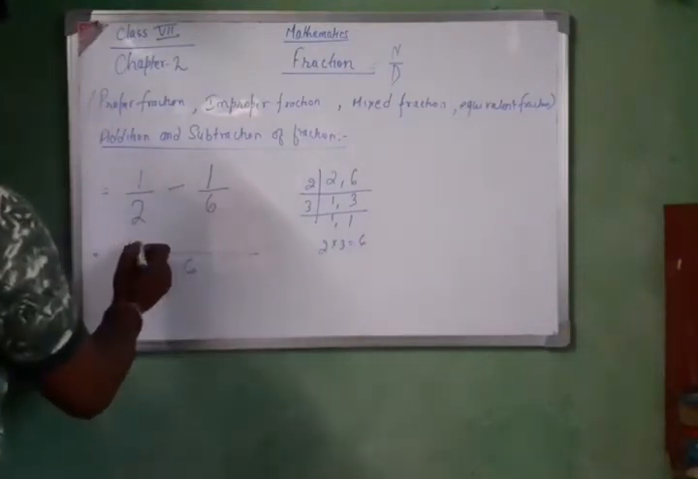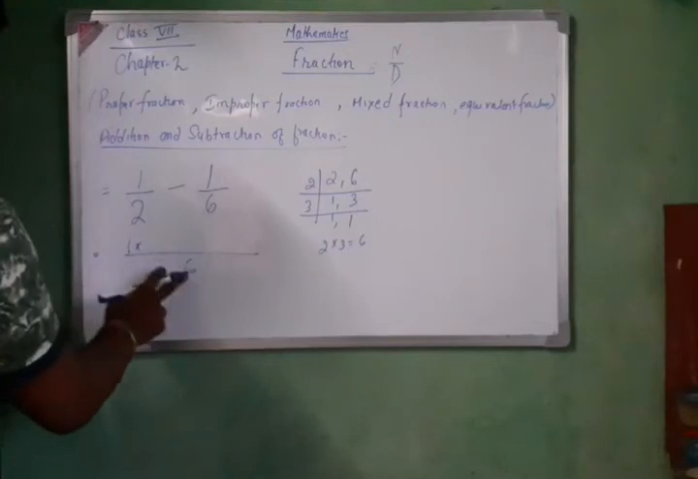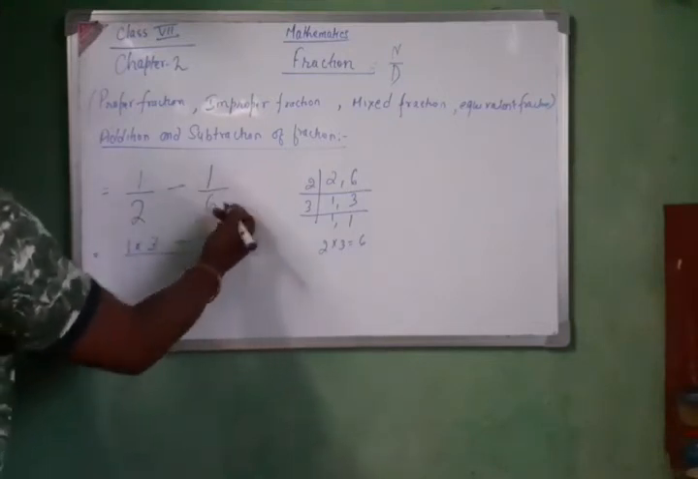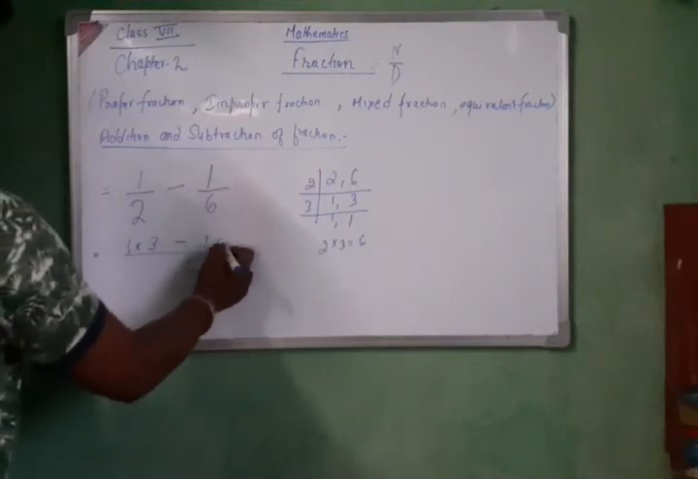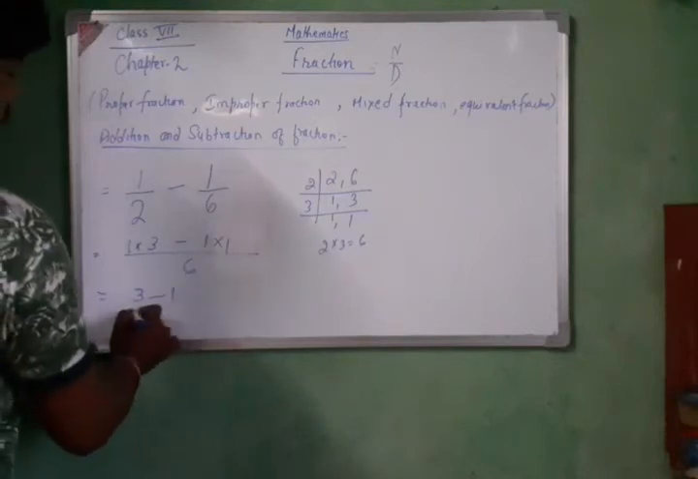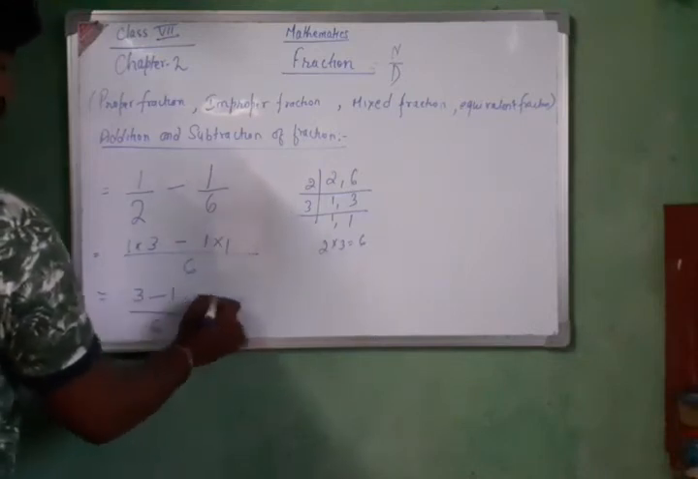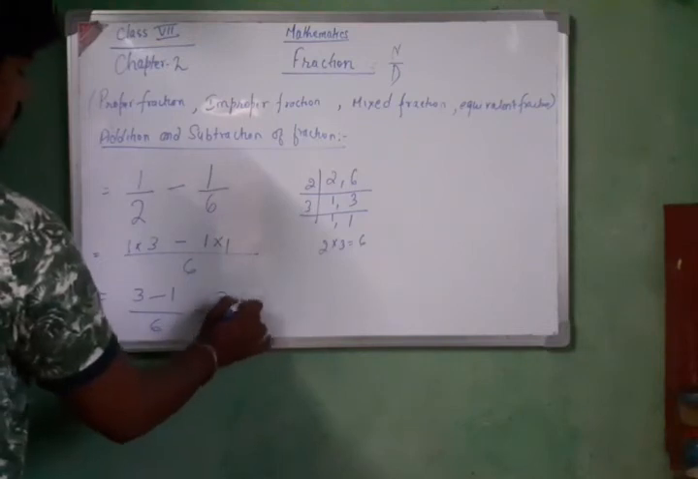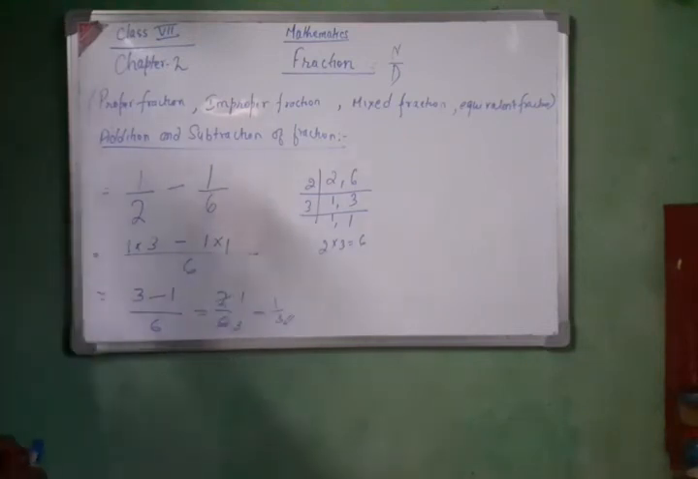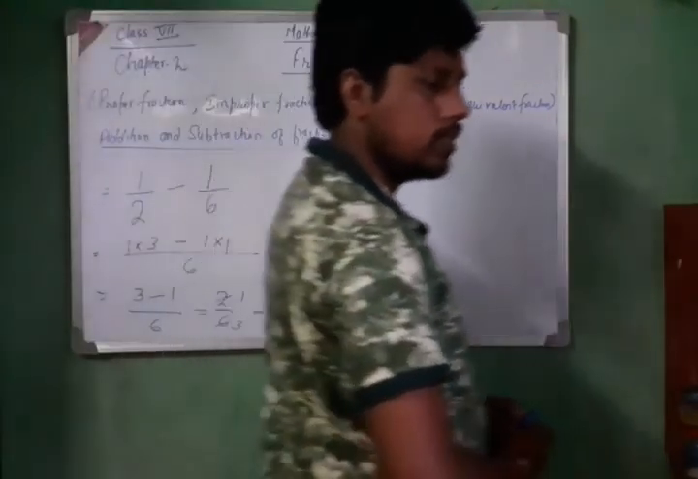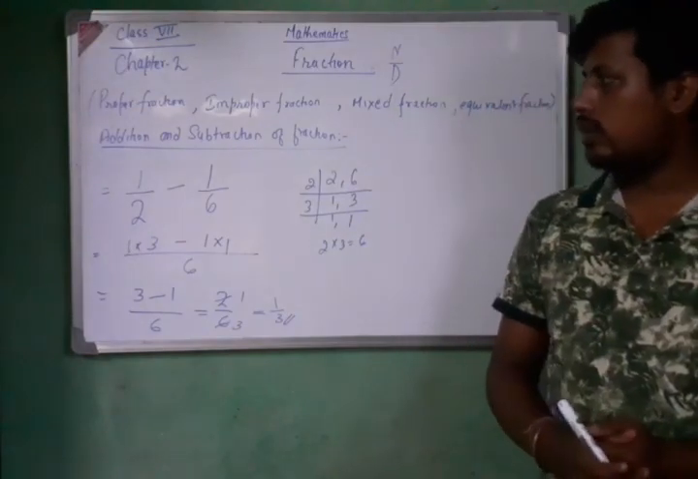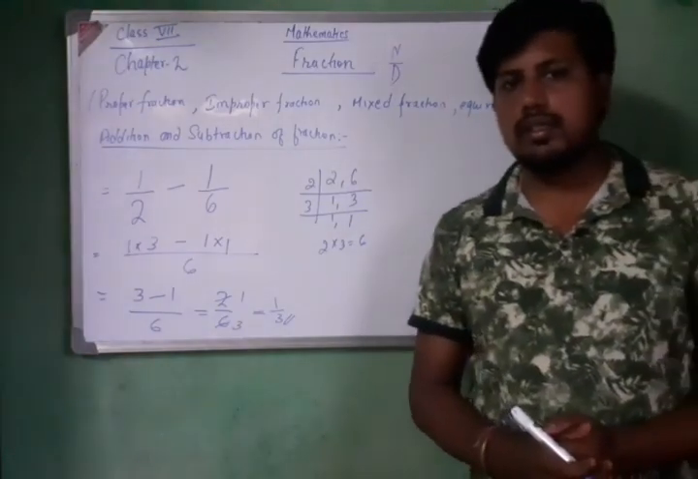1 multiplied by, 2 times how much is 6? 2 threes are 6. The minus remains the same. Then 1, and 6 times how much is 6? 6 ones are 6. So 3 times 1 is 3, minus 1 times 1 is 1, by 6. So 3 minus 1 is 2 by 6. 2 ones are 2, 2 threes are 6. The answer is 1 by 3. So these are two examples I have provided here regarding addition and subtraction of fractions.